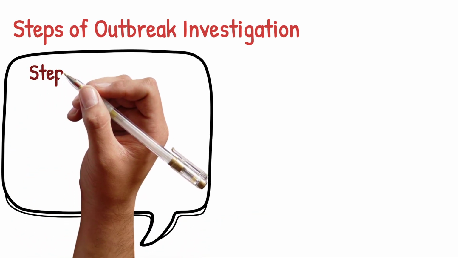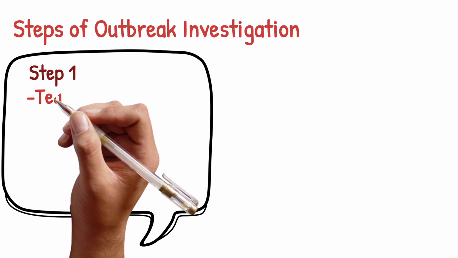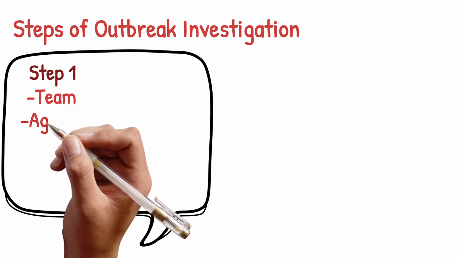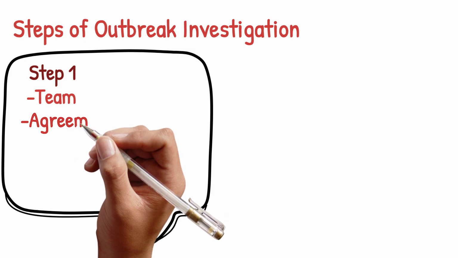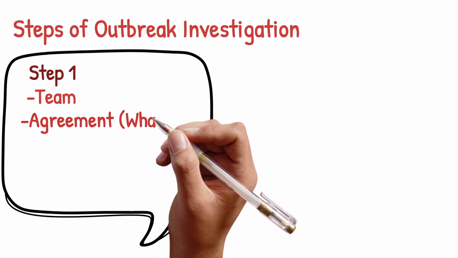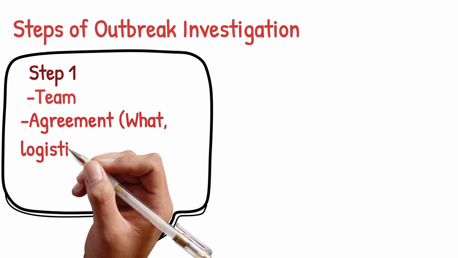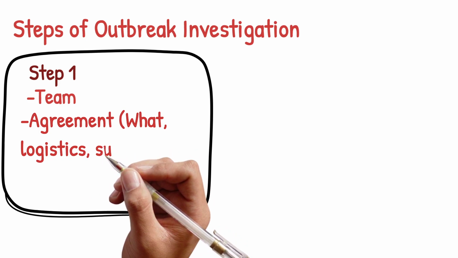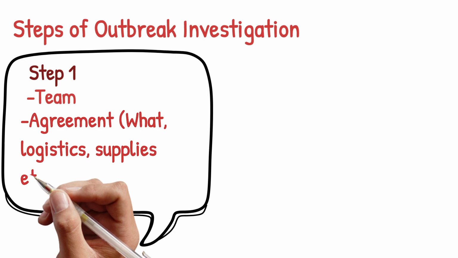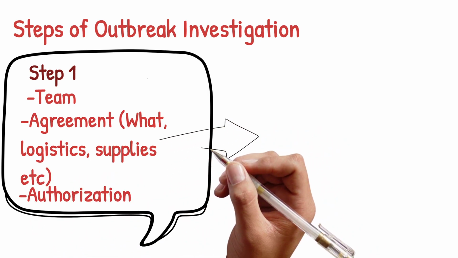The first step of an outbreak investigation involves preparation to conduct field work. In this step, the team is formed, and the team sits down to agree on the plans of action, that is, what should be prepared: logistics for lodging, the supplies, as well as obtaining authorization and approvals to conduct field work from the relevant authorities.